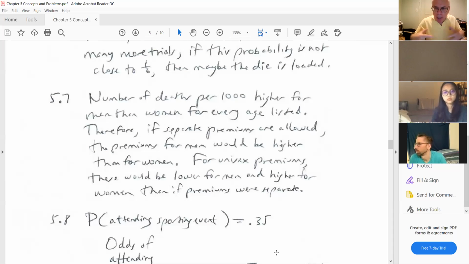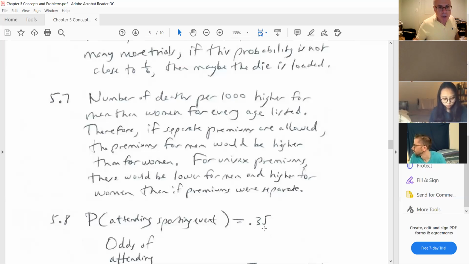So if you picture them combining the 2 groups together, right? The women's group would draw the men's group mortality down, and the men's mortality would draw the women's mortality group up if they mix them together, right? The total mortality. So you can picture with unisex premiums that the premiums would be lower for men and higher for women than if they were separate premiums. And that's what they're asking here. All right. Does that make sense? Yeah.